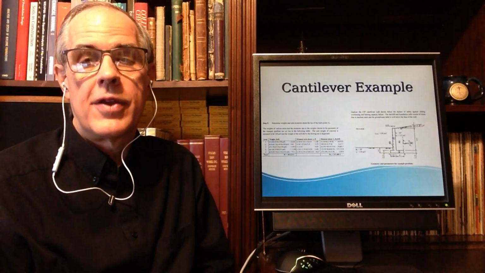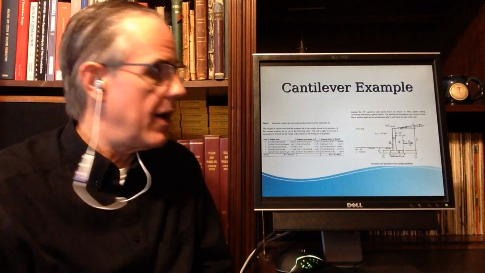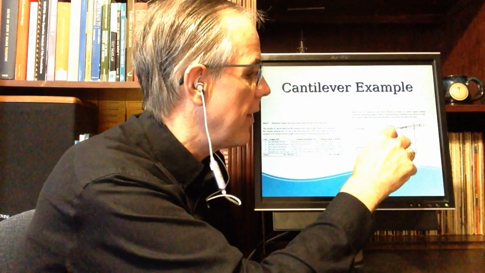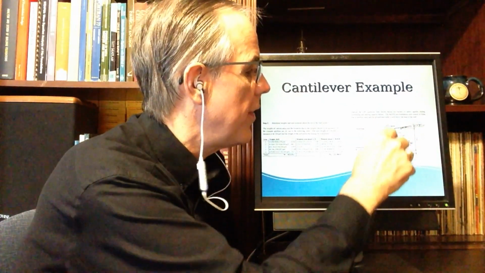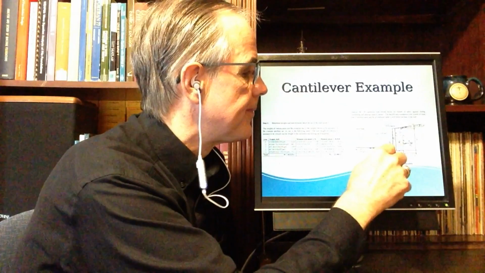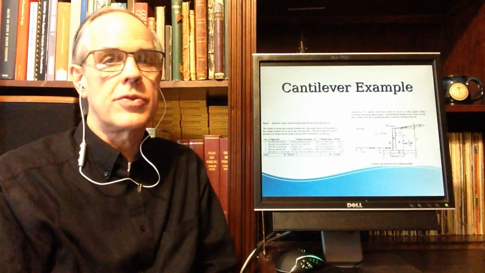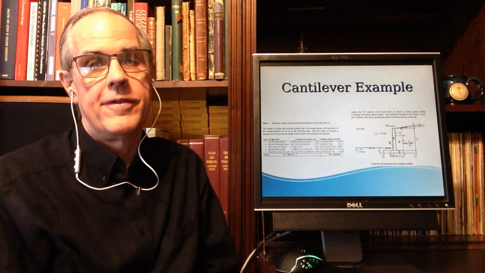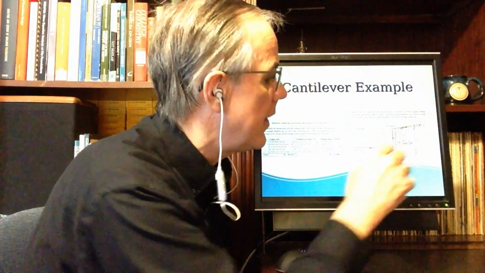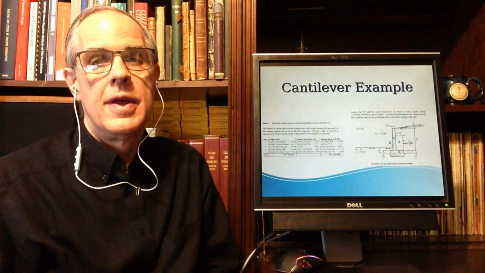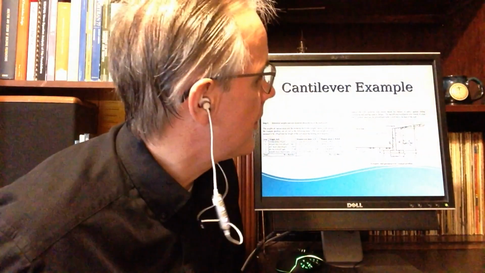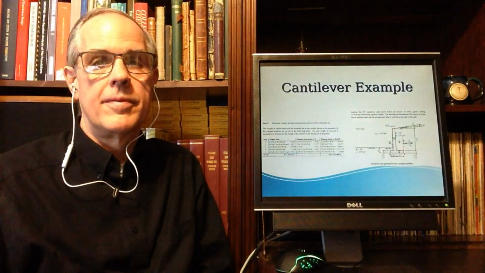And the nice rectangle is important because the weight of this plus the weight of this is equal to the area of this wall. The weight of this wall per unit is the area of this wall times the unit weight of the wall, which is 150 PCF. And the weight of this soil is the area here times the unit weight of the soil, which in this case is 115.